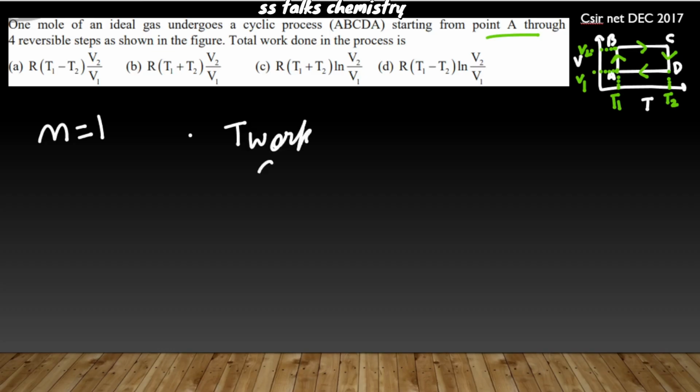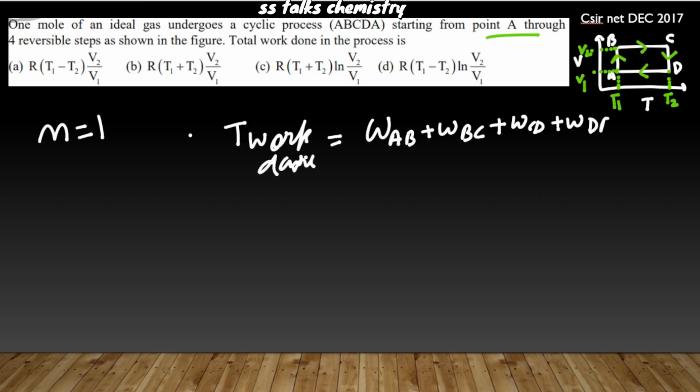Total work done will be the sum of all these processes, that is, the work done in going from A to B plus the work done in going from B to C plus the work done in going from C to D plus the work done in going from D to A. This is going to be the total work done.